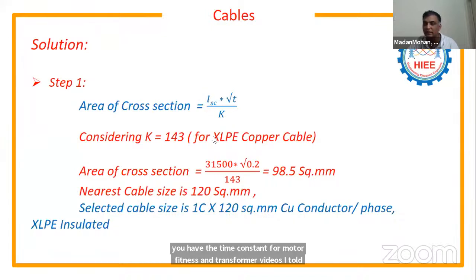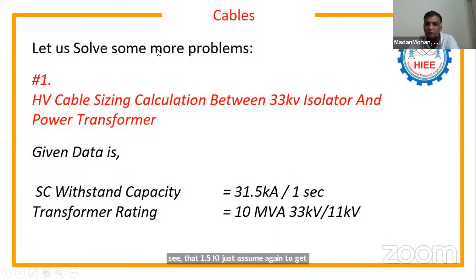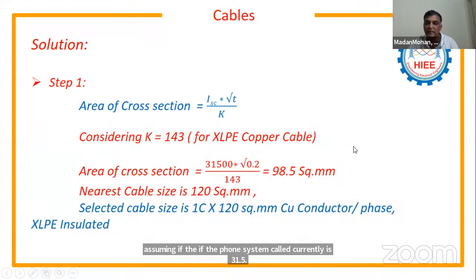ISC is the fault level. Fault current is 31,500 amps. K for copper is 143. So you substitute all the values. To get this 31.5 kA, you have to do fault calculations, short circuit calculations using the per unit impedance method. There are various methods and various software we have. In upcoming sessions, we may cover these fault calculations, guys. Now I'm just assuming the system fault current is 31.5 kA.